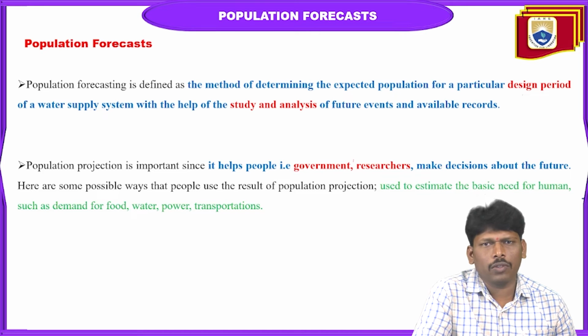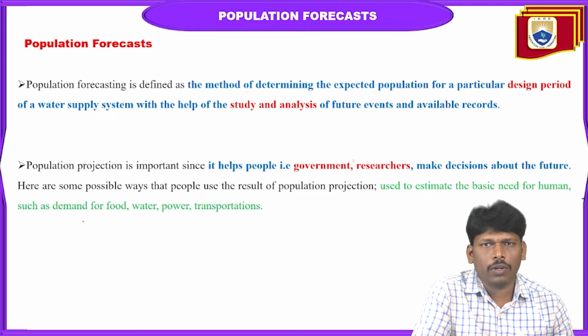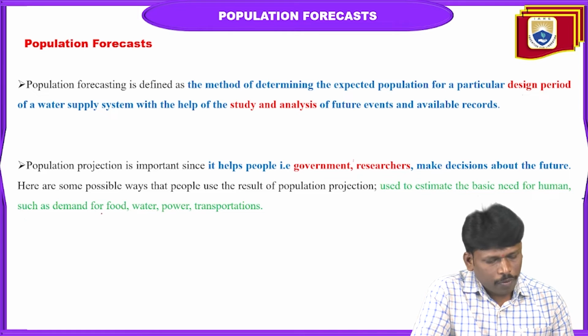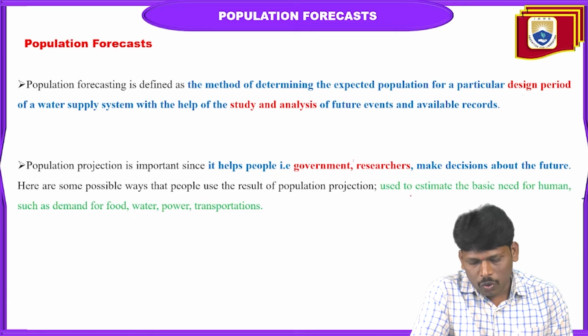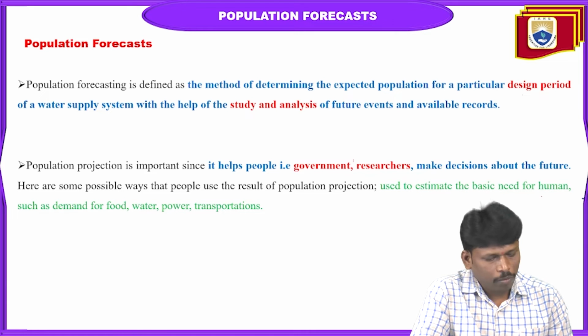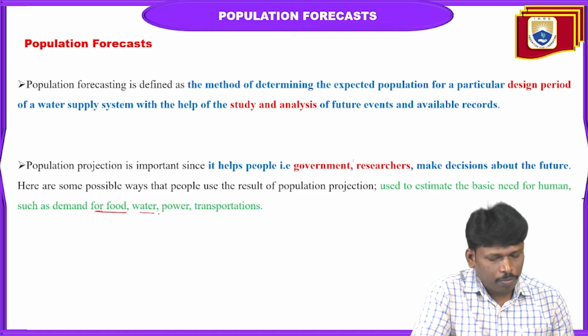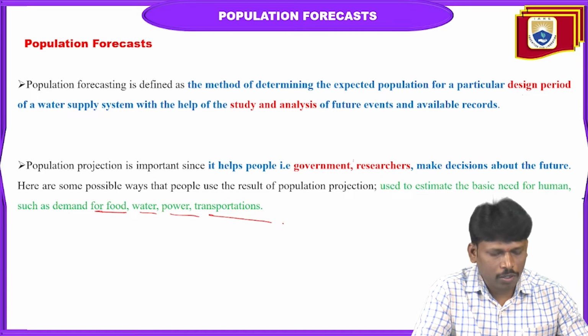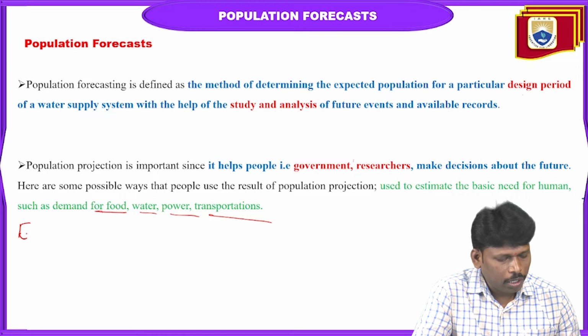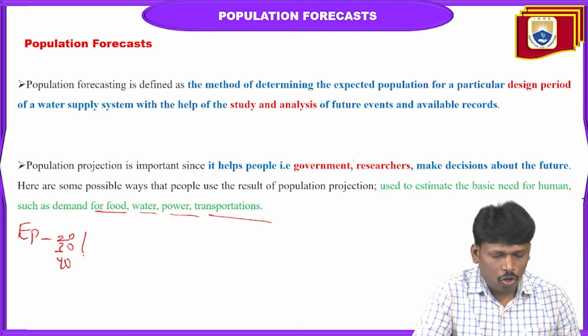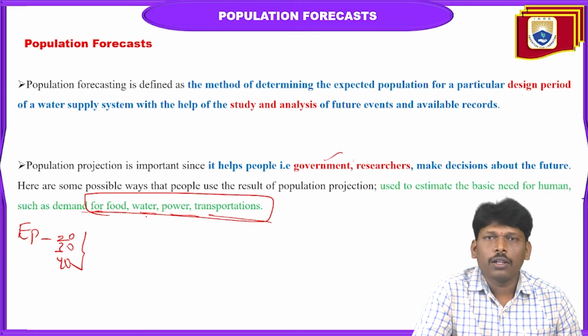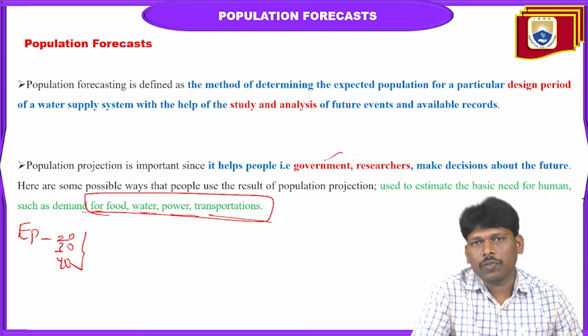Then they will survey for 20 or 30 years, whatever the design period. For that design period, they can survey. So here are some possible ways that people use the results of population projection: to estimate the basic needs of humans, such as demand for food, water, power, and transportation. Once we get the expected population for the next 20, 30 or 40 years, then the government can arrange these things: food, power, water, as well as transportation.